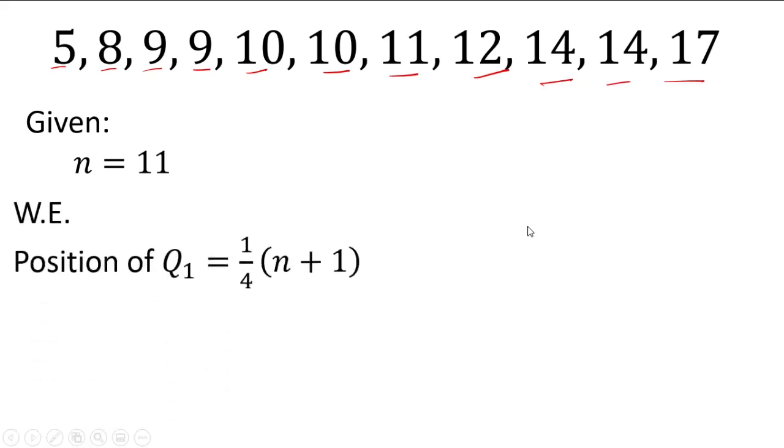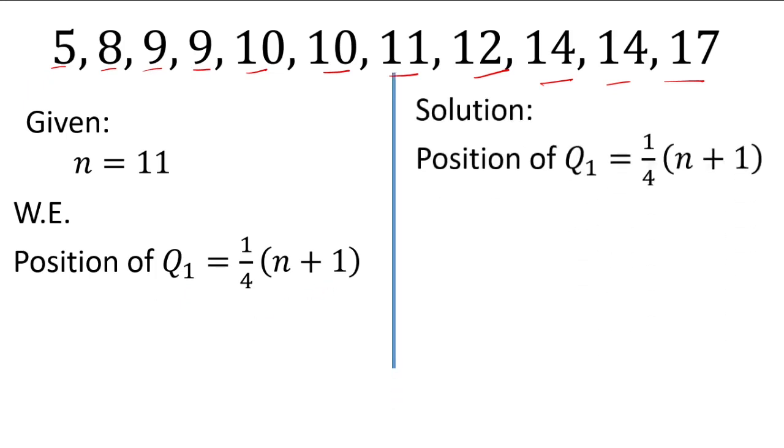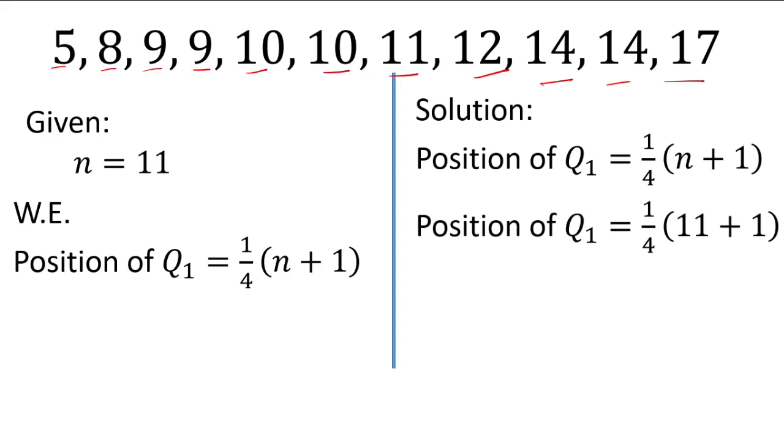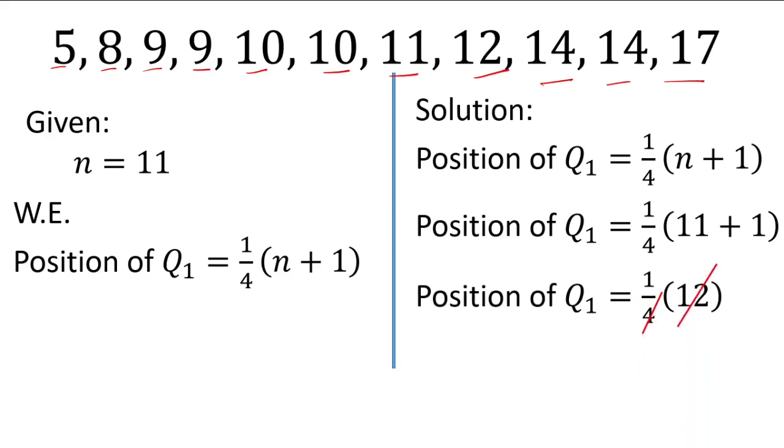Okay. Next, working equation will be the first quartile, because we are looking for the first quartile first. Okay. So, the position of the first quartile is equal to 1/4 of the quantity of n plus 1. And then, just simply substitute. N will become 11. So, we have now 1/4 of the quantity of 11 plus 1. And 11 plus 1, that is 12. Okay? And then, simplifying the whole thing, 12 divided by 4, that is equal to 3.